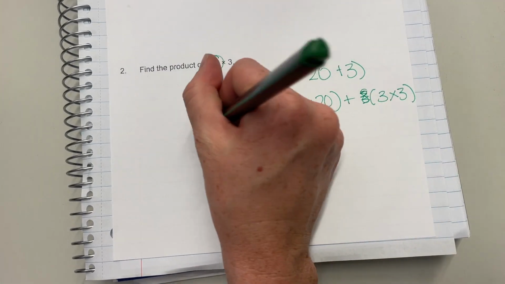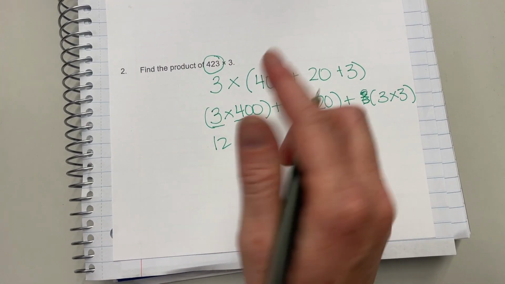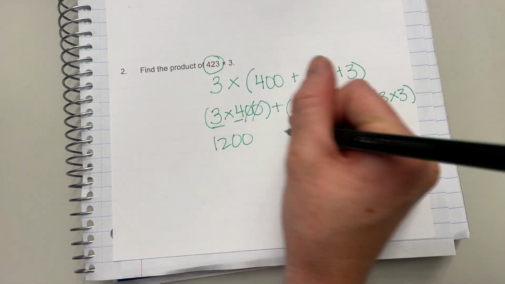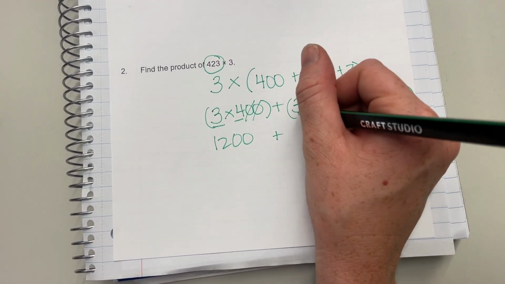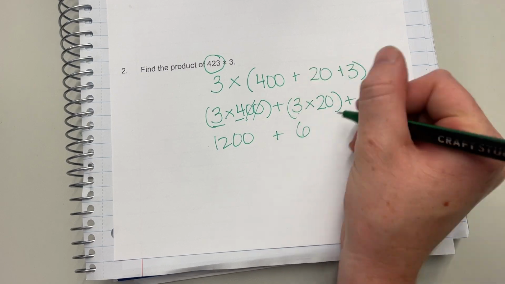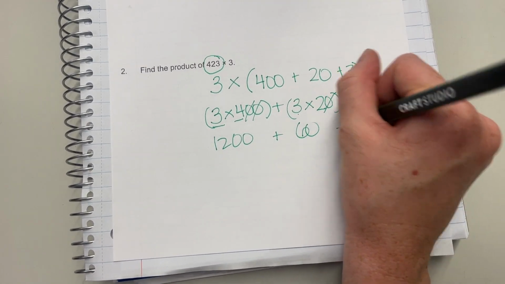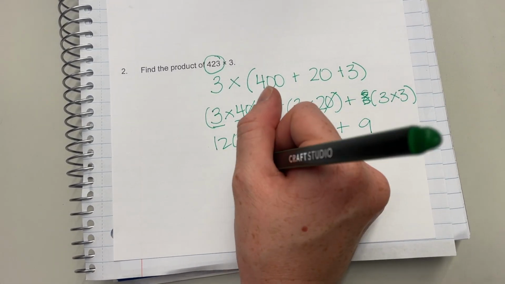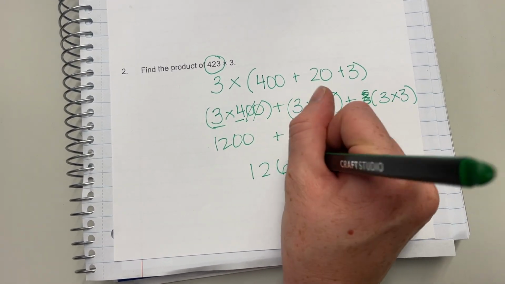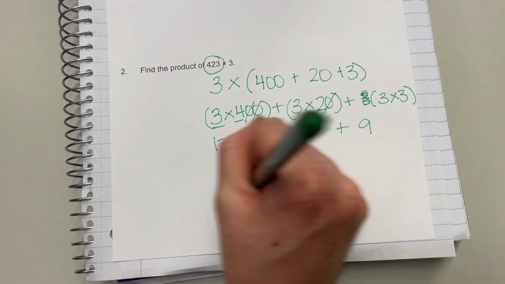So 3 times 4 is 12, and I have 2 zeros. So 1,200 plus 3 times 2 is 6 with 1 zero, so 60 plus 9. So I have 1,269 for my product.